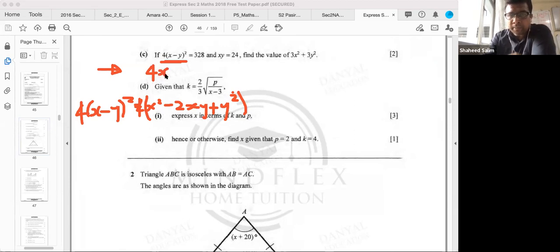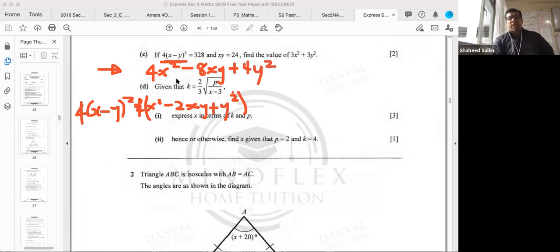Hold on. Let me see whether I want to. Okay, we can also do it. 4x squared minus 4 times 2, 8xy, then 4 times y squared, 4y squared. Now this equals what? This equals 328, I tell you. And then xy is 24. So I can bracket this up and put 24 here. This whole thing equals 328.